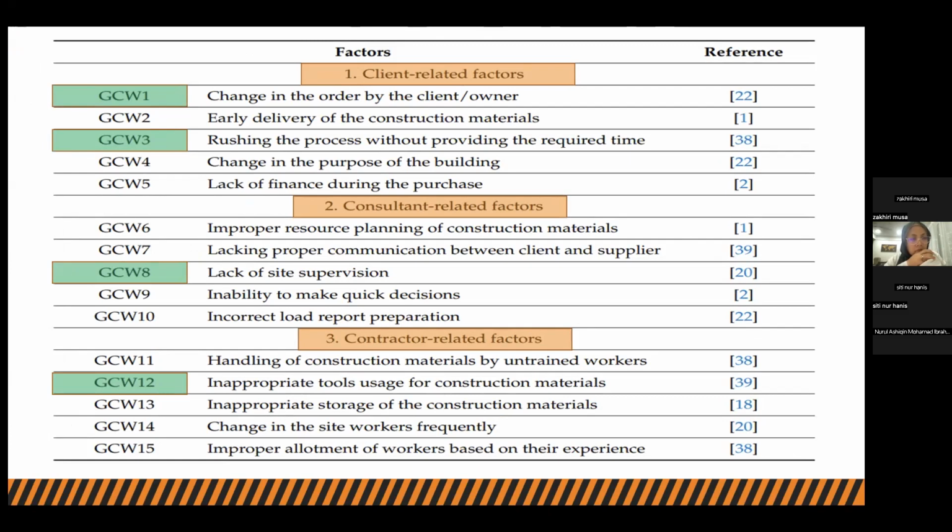I colored in yellow. So if I can read a few, the client-related factor could be early delivery of the construction material, or lack of finance during the purchase. The consultant-related factor would be like lack of site supervision. The contractor-related factor would be, for example, changing the site workers frequently. The reference on the right is the cited paper the researchers used when they did the research. So, next.